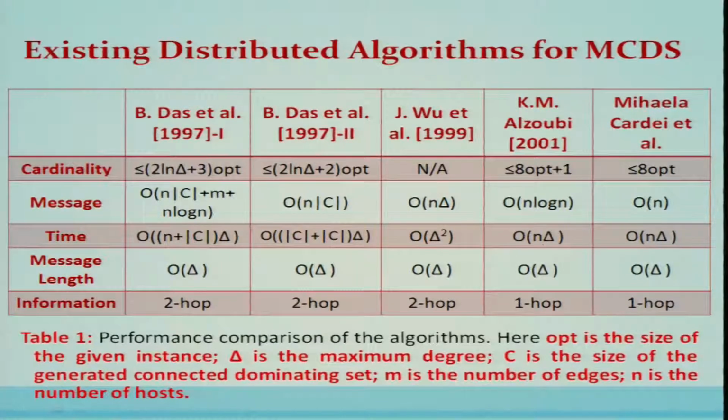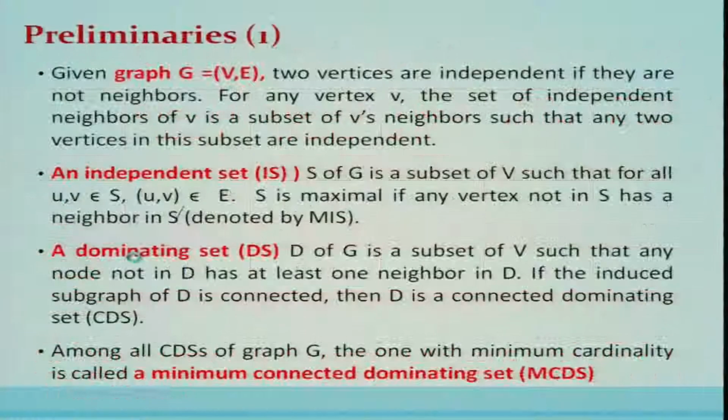Now the existing distributed algorithms for the MCDS, the minimum connected dominating set problem. There are various metrics like message time, message length, information and cardinality, and based on those, different algorithms have given their optimal results, which we will discuss a bit later.